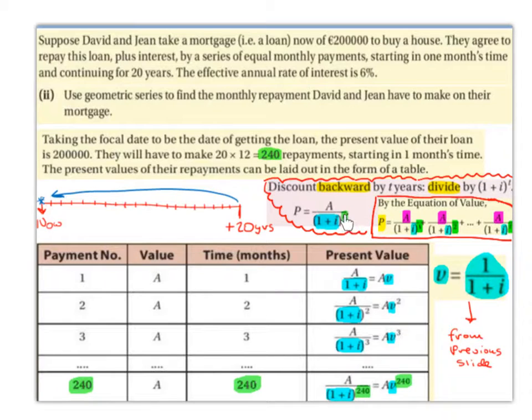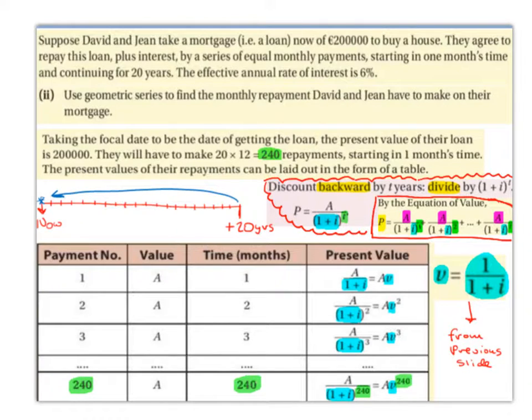So when t is 1, we just have A over 1 plus i. When t is 2, we have A over (1 plus i) squared. When t is 3, we have A over (1 plus i) to the power 3, and so on. And when t is 240, we have A over (1 plus i) to the power of 240.